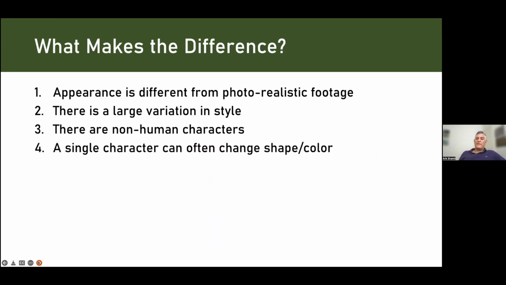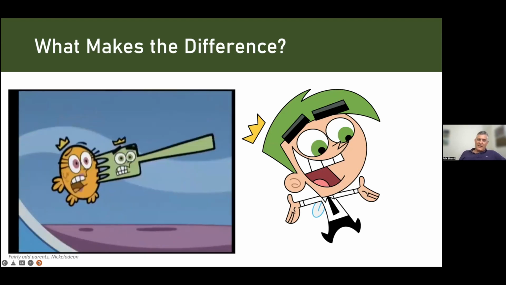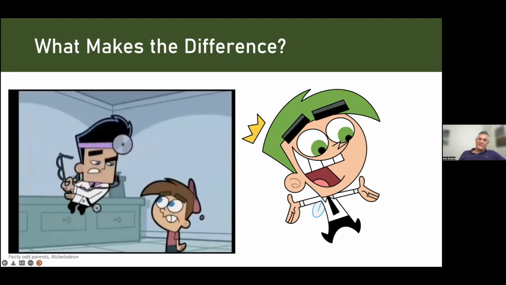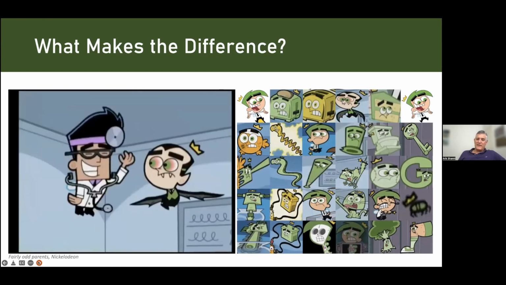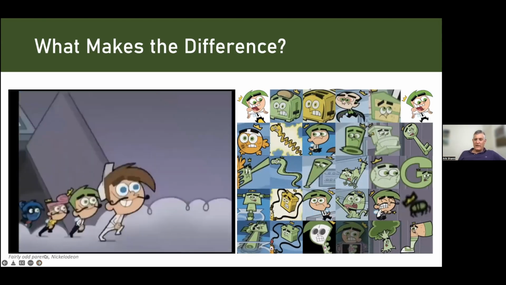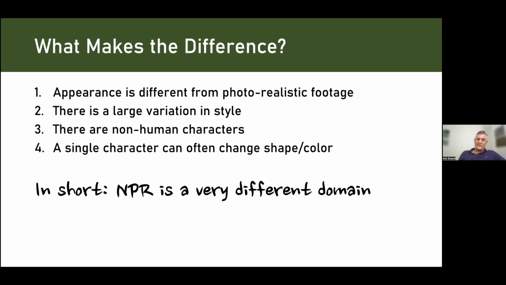And lastly, even if you have a humanoid character, a single character can often change shape and color even in the same scene. So here's an example of one character, and as you can see, he can change abruptly from one shape to another, and all these different manifestations of the same character must be, in a sense, clustered or detected as one character. And this is extremely difficult for machine vision today. So in essence, all these things tell us that the non-photorealistic domain is really a very different domain than images and pictures that you take from your camera, and therefore it needs a different way of handling.